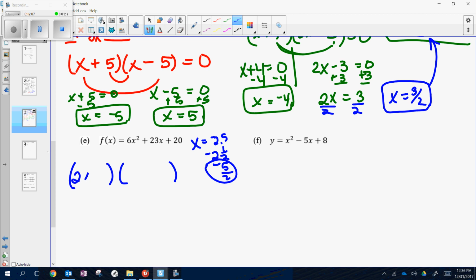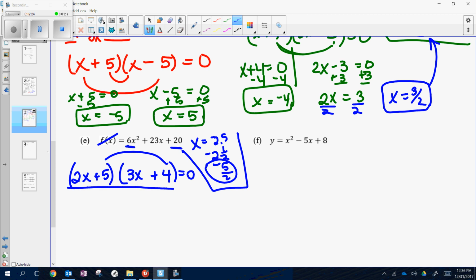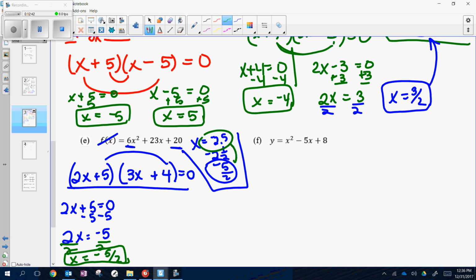That would be a 2x, change the sign, plus 5. Now I know that's got to be a 3x to make my 6, and that's got to be a plus 4 to make my 20. So I got my factors, equals 0. Remember, that's just to help me over there. Set these factors equal to 0. 2x plus 5 equals 0. Subtract 5. 2x equals -5. Divide by 2. And you got -5/2. It really does help if you could change a decimal into a mixed fraction.